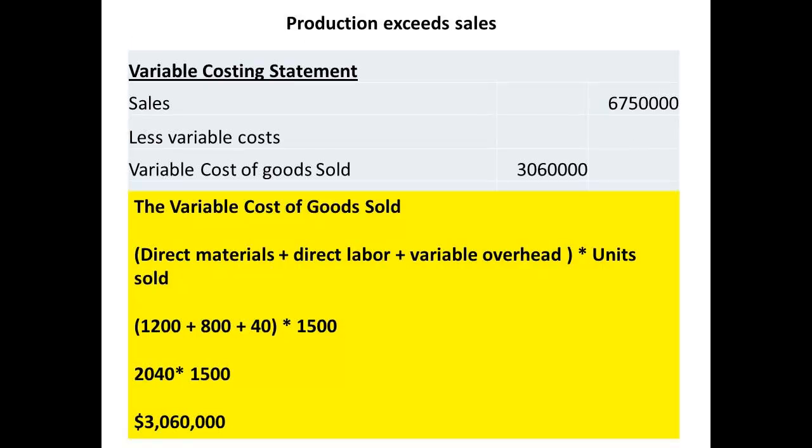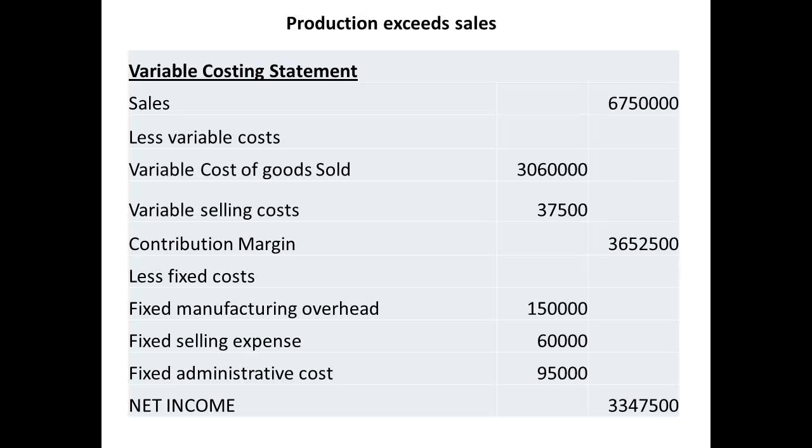For the variable costing statement, we require the variable cost of goods sold. This will be the sum of direct materials, direct labour and variable overhead per unit, multiplied by the number of units sold. So, 1,200 plus 800 plus 40, which is $2,040, times 1,500, which equals $3,060,000. We determine the variable selling costs, subtract these and cost of goods sold from the sales to give a contribution margin of $3,625,500. From this, we subtract our fixed costs from manufacturing overhead, selling expense and administrative cost. This gives a figure of $3,347,500 for net income.